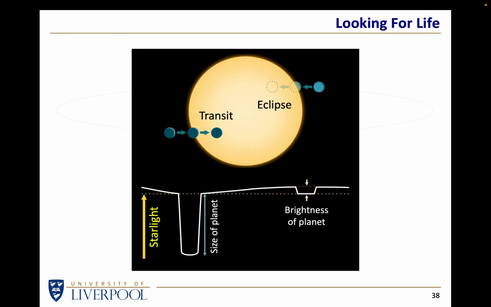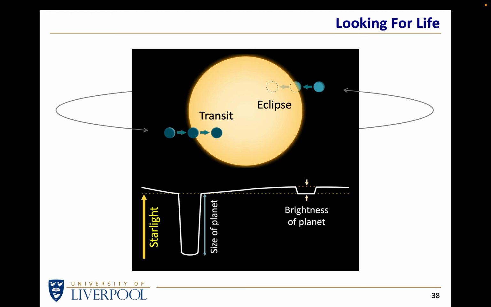I mentioned right at the start that we, in principle, can look for life on exoplanets. How do we go about doing that? Well, if we think about a planet that's transiting, we can think about it orbiting the star. Sometimes it transits in front of the star, and sometimes, of course, it goes behind the star, if we think about looking at it edge on.